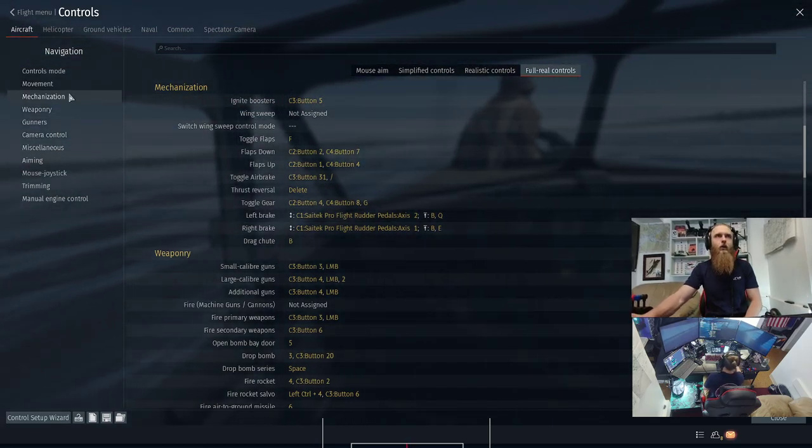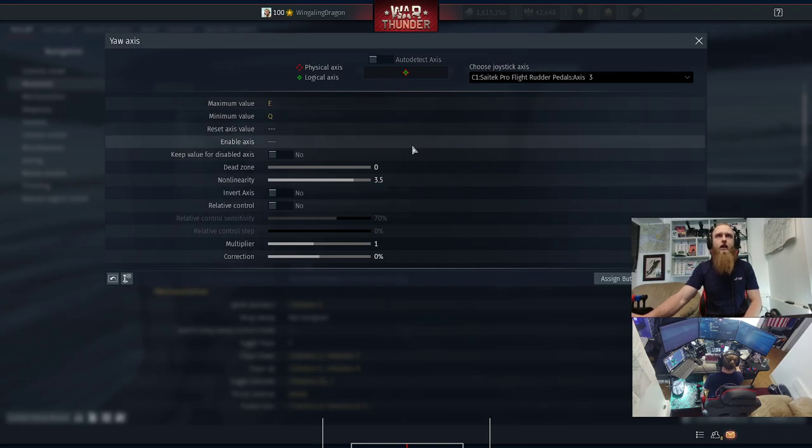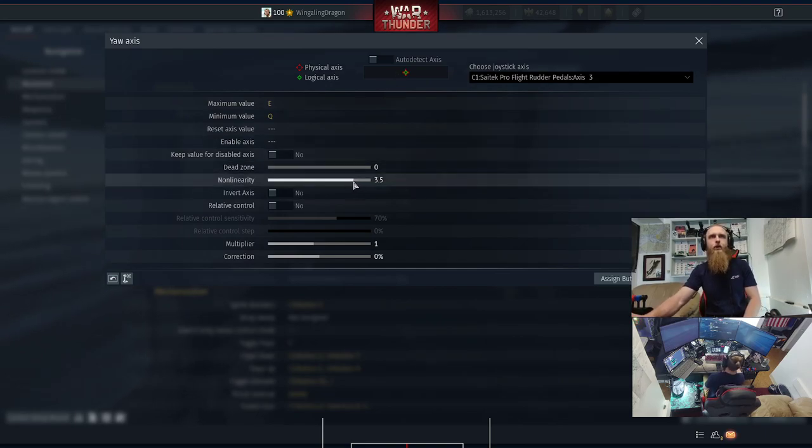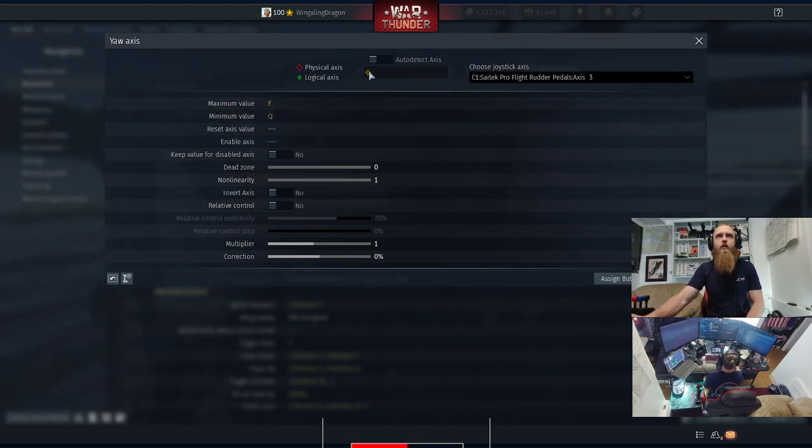Now, we come in here to non-linearity. Non-linearity is a little different. A lot of people confuse these two things. I play on 3.5 non-linearity for my rudder, but let's check out what it looks like on one. So you see this red square and this green diamond here at the top of the screen. The red is my physical rudder axis in real life, and the green is my virtual rudder axis. That's what's actually being sent to the game. And you'll notice the higher I make this non-linearity, the more desync those things become.